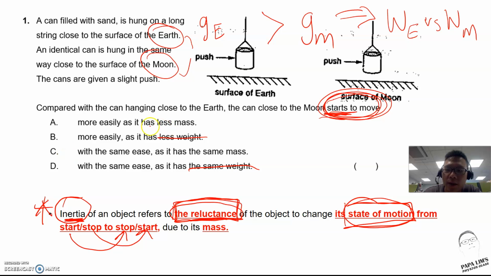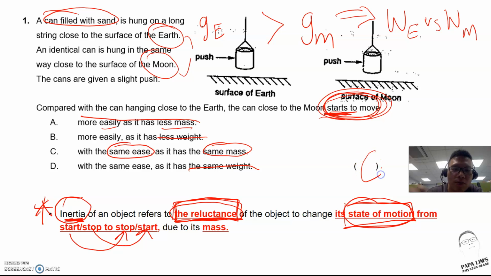Okay, the lesser the mass, the more easily it is. This statement is true. Okay, with less mass, an object can change its state of motion more easily. Okay, there's less reluctancy. But the question says that for the can of sand, the mass actually remains the same. So option A is out. Because on Earth and on Moon, the mass of the can remains the same, so the reluctancy to change in motion is actually the same. So the option for this will be C.